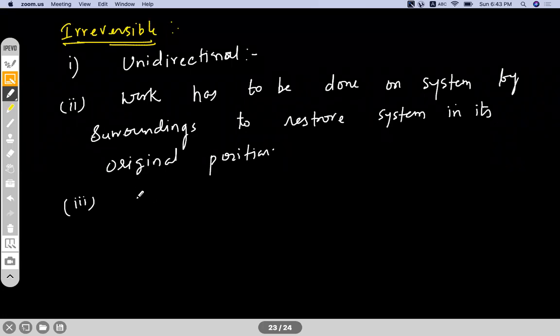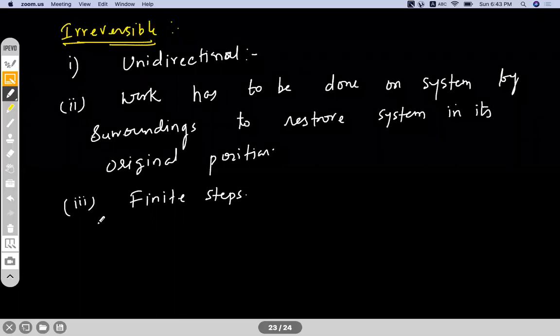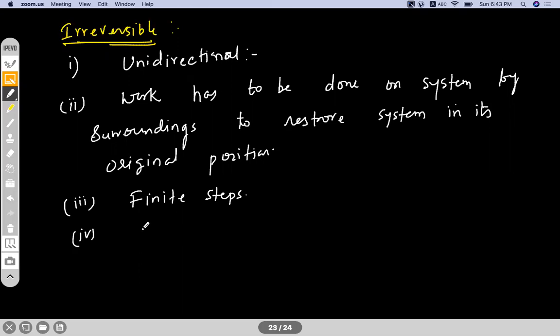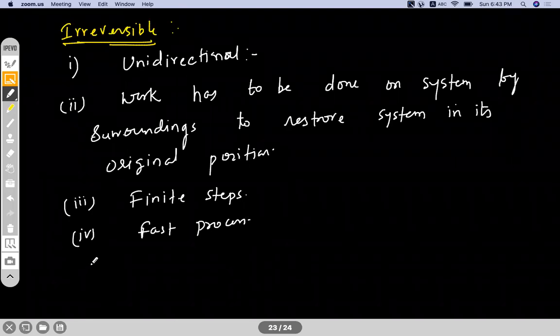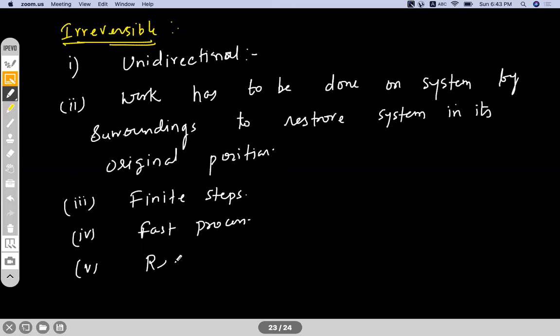Next, write down: it has a finite number of steps. Finite steps means we can count them, 8, 10, 12 like that. It's not like infinite steps that we cannot count. So it has a finite number of steps. It is a fast process. They ask this in the school exam also: difference between irreversible and reversible process. It is a real and actual one. The actual process is this only. The previous one, if you remember, we discussed is imaginary and won't happen practically.